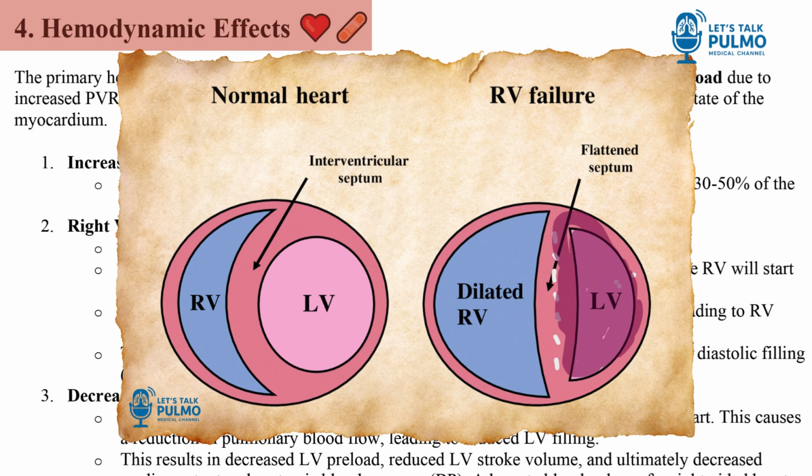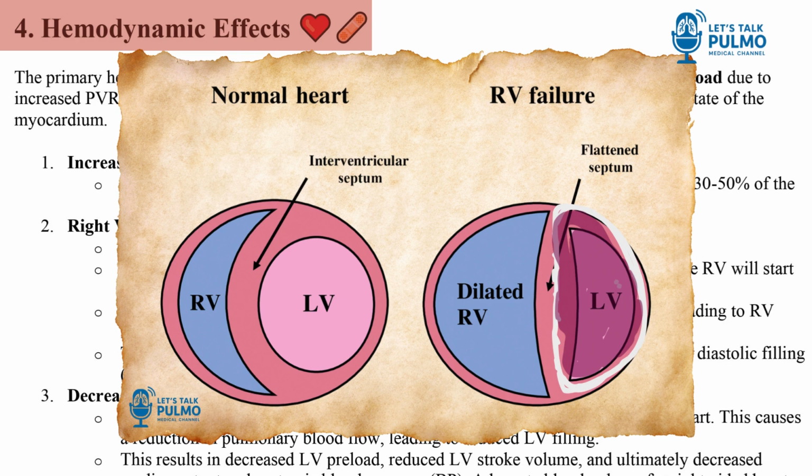ventricle. Also, as the RV struggles and pressure builds, the wall between the ventricles, the interventricular septum, can bulge over into the left ventricle. This physically squashes the left ventricle, making it harder for the LV to fill with blood during its relaxation phase, diastole. On an echo, you might see this as a D-shaped left ventricle.